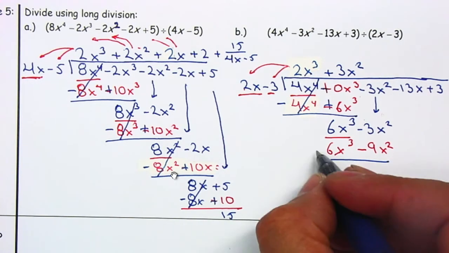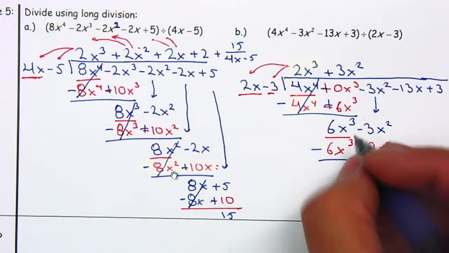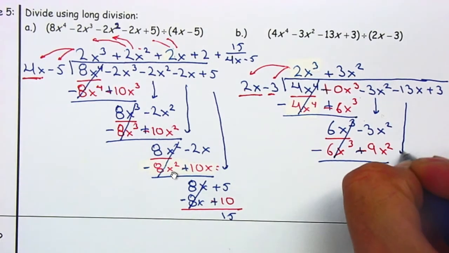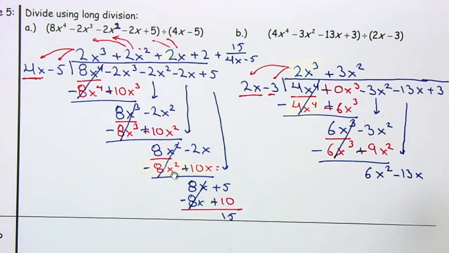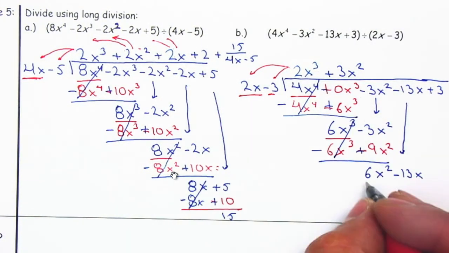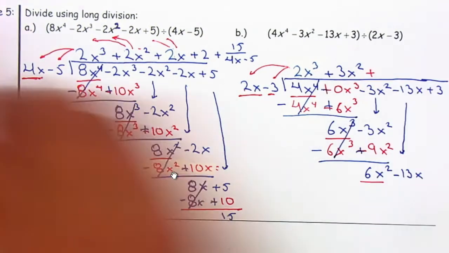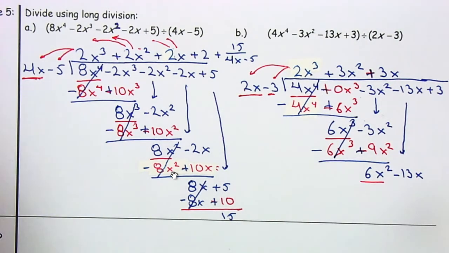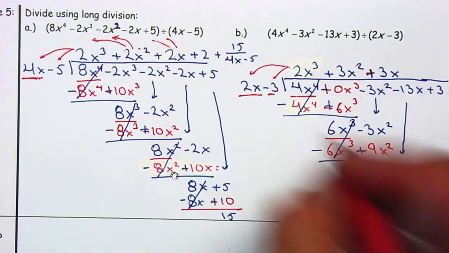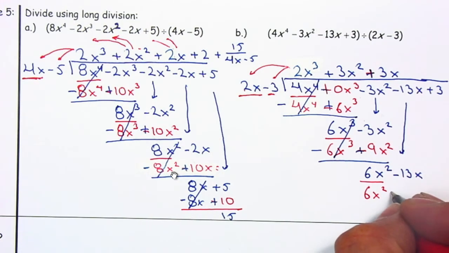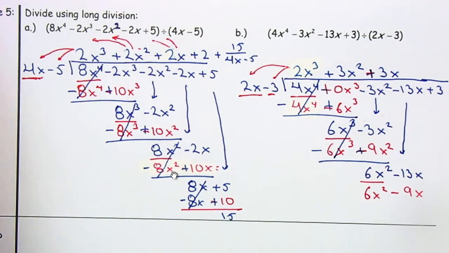I'm going to draw the line, change the sign. This will always cancel. So I have 6x squared. Bring down the next number, which is negative 13x. What do I need to multiply 2x to get 6x squared? Positive 3x. Distribute. 3x times 2x will give me 6x squared. 3x times negative 3 will give me negative 9x.